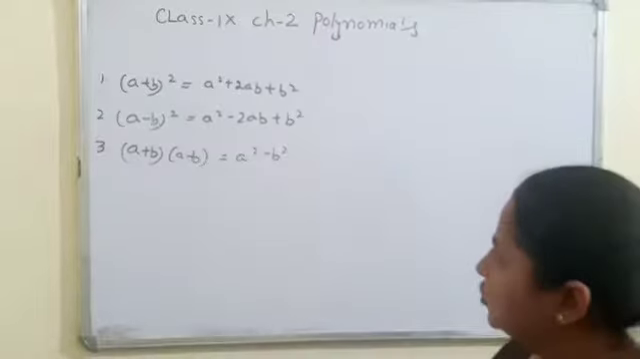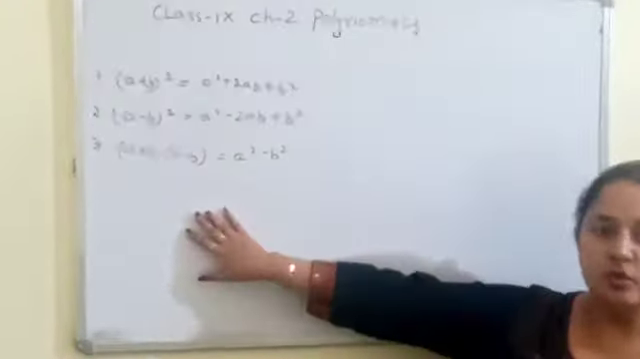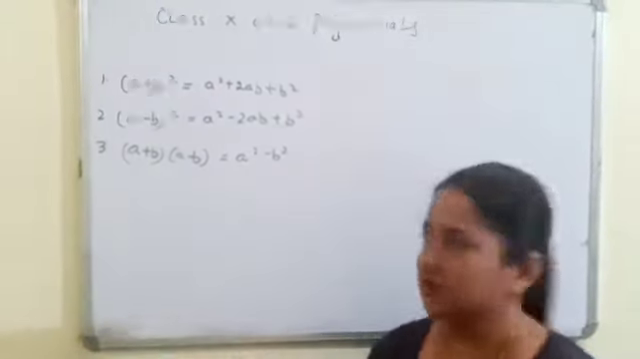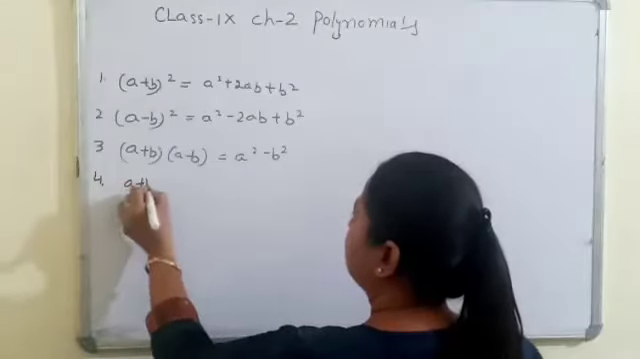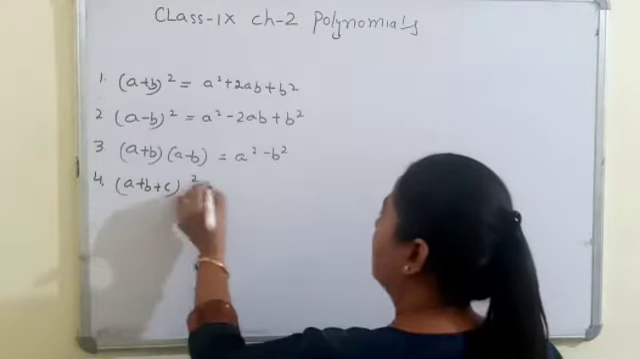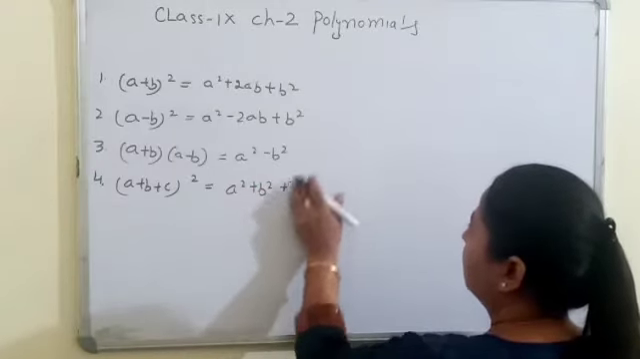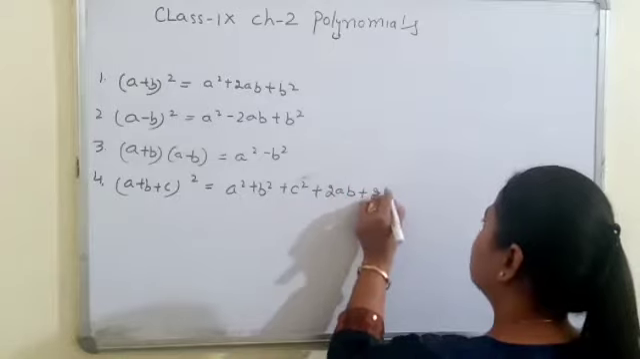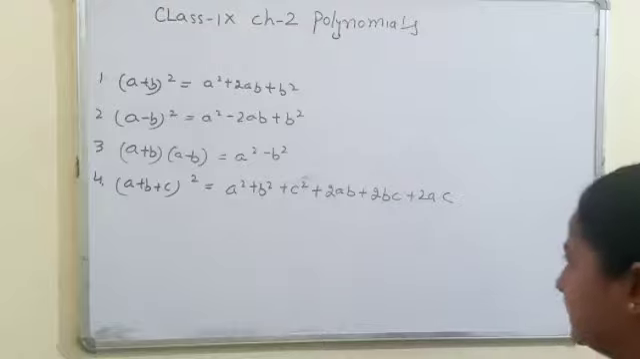Yes students, these three identities you are already familiar with. You have already used these three in class 8 by doing the chapter on factorization. So next one is (a plus b plus c) whole square, that is a square plus b square plus c square plus 2ab plus 2bc plus 2ca.